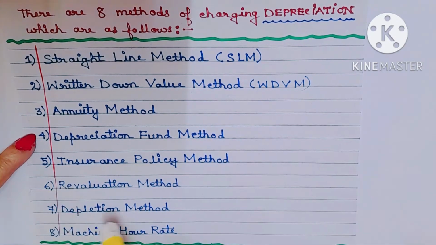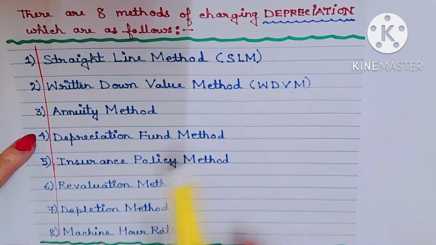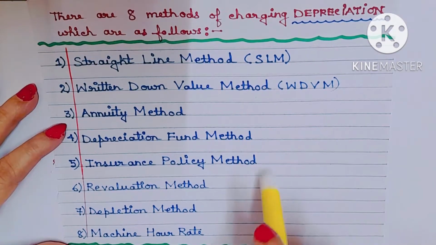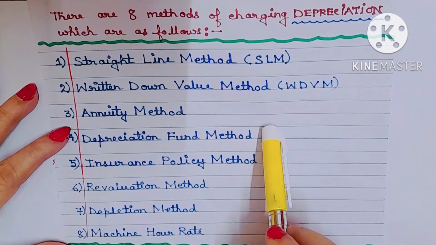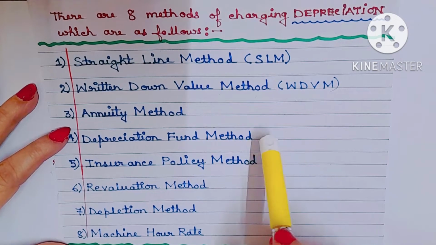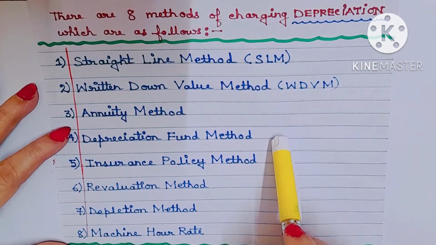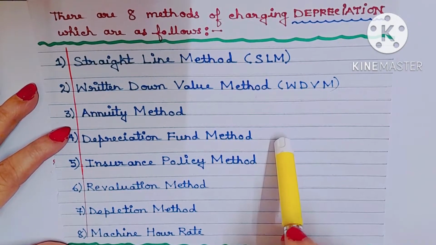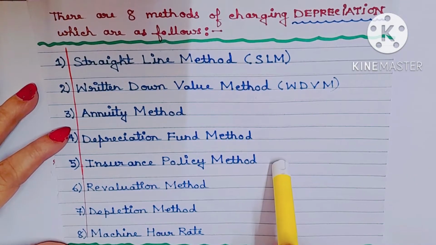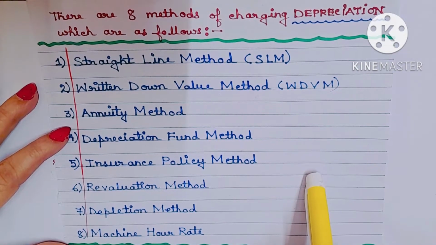Understood? Number 5, insurance policy method. What is insurance policy method? This is almost like depreciation fund method. Let me explain. Insurance policy method resembles that of the depreciation fund method in that cash is taken out of the business and paid to an insurance company and not invested in gilt-edged securities in return for a policy assuring the required sum to replace the asset at the requisite time.